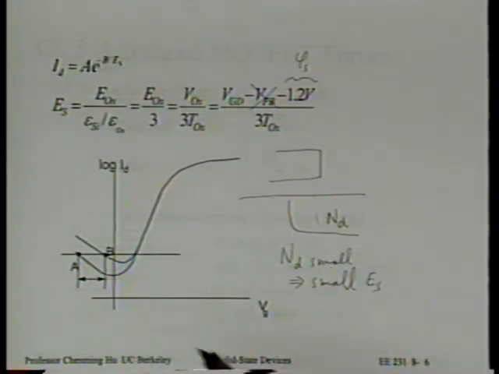I am hoping, looking for some argument why if we dope the semiconductor more heavily, we can also suppress this band-to-band tunneling. Any ideas? Any suggestions?